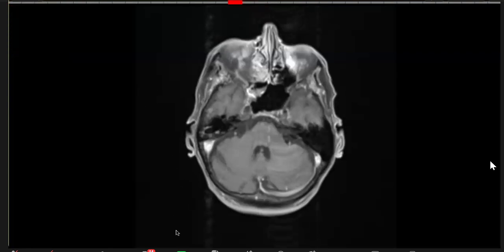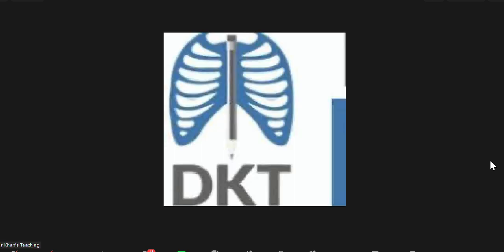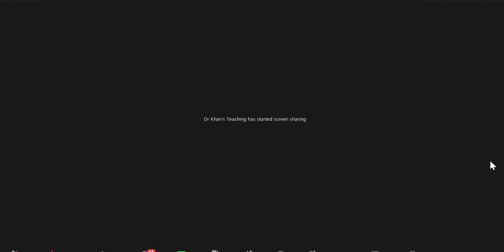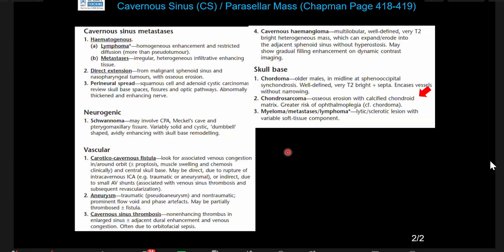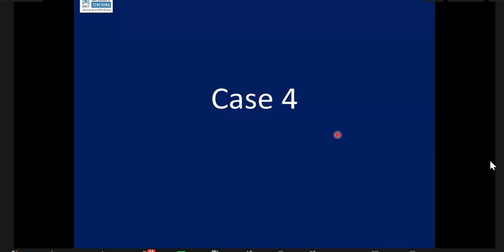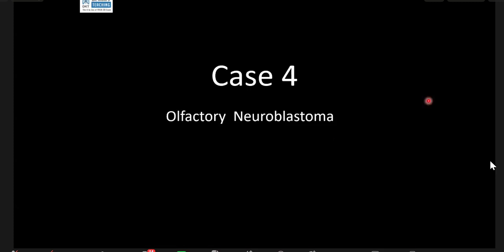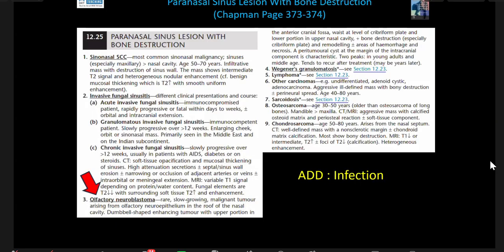Good. Thank you. So now, let me take you through this. Olfactory neuroblastoma, or whatever you want to call it. And this is what it is. It is a rare, slow-growing malignant tumor arising from the olfactory neuroepithelium in the roof of the nasal cavity.